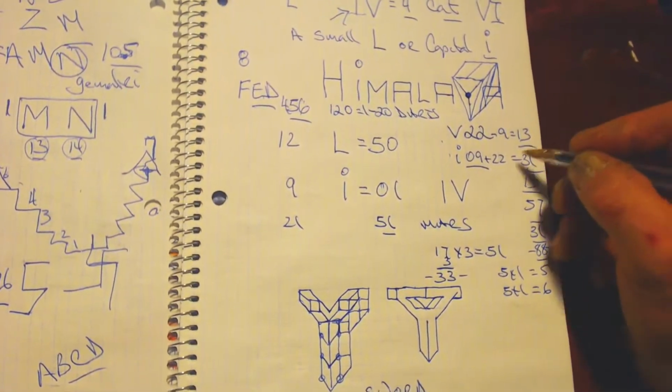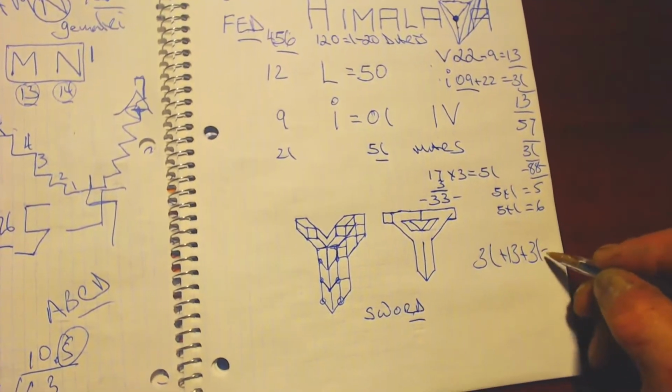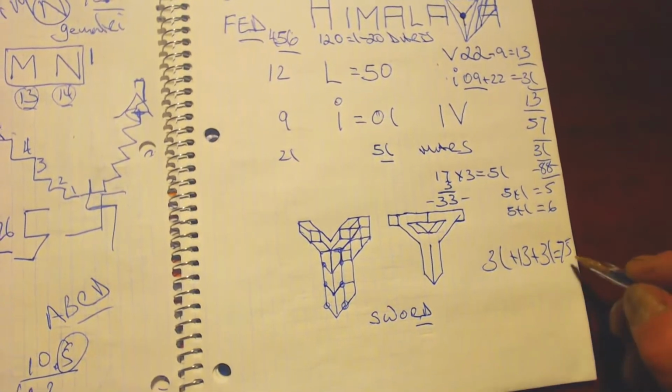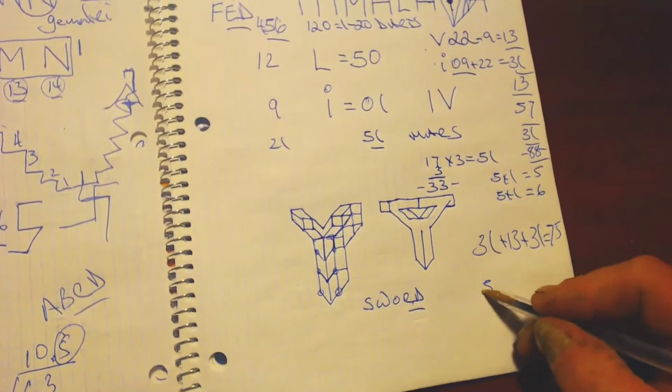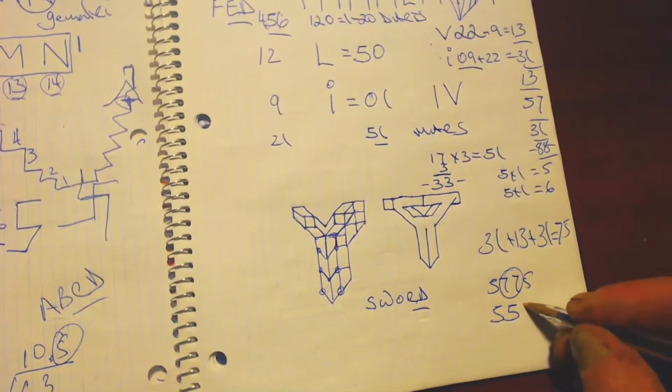Now you want to go the other way? We're going to go 31 plus 13 plus 31 equals 75. 57, 75. 7 and 7, 5, 5, 5.